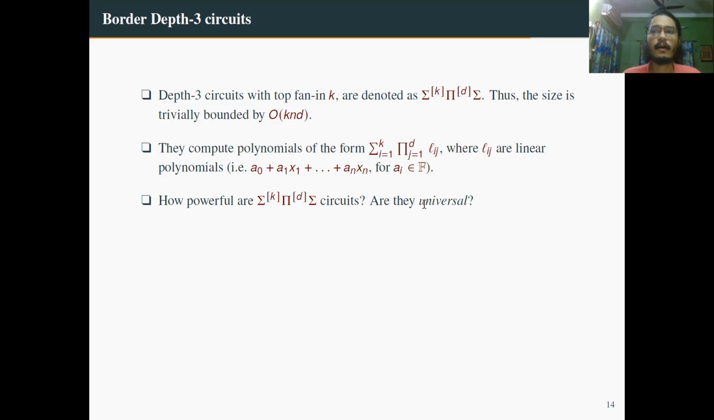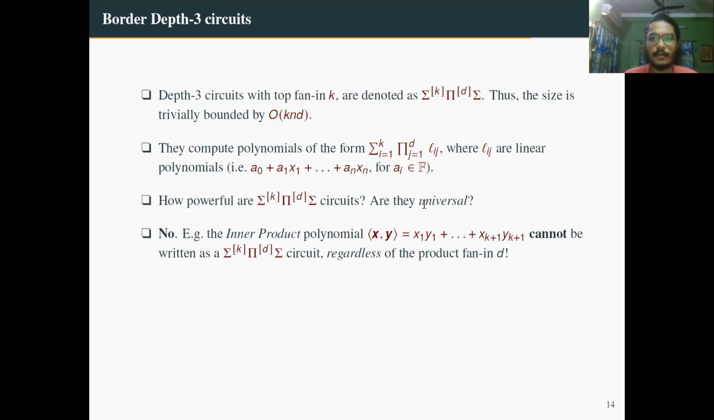So the question is, how powerful are these depth 3 circuits? Are they universal? Can they compute everything? It turns out that they cannot compute everything. In fact, if you look at the inner product polynomial on 2 times (k+1) variables, then you can show that it cannot be written as a sigma pi sigma circuit with top fan-in k, no matter how large your d is.